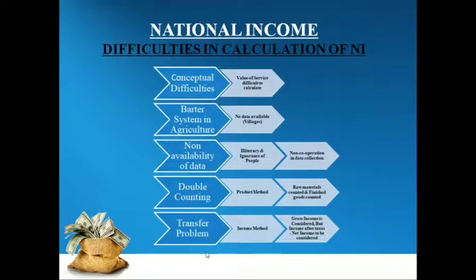And the next difficulty is the transfer problem. This transfer problem basically happens when we use the income method in calculating national income. Under the income method, we generally use gross income in order to calculate the national income. But gross income also includes taxes of the government. The taxes that are the source of income of the government are added as the personal income of a person. So this transfer problem prevailing in the income method is one more difficulty in calculating national income accurately and reliably. So these are the 5 difficulties in calculating national income.